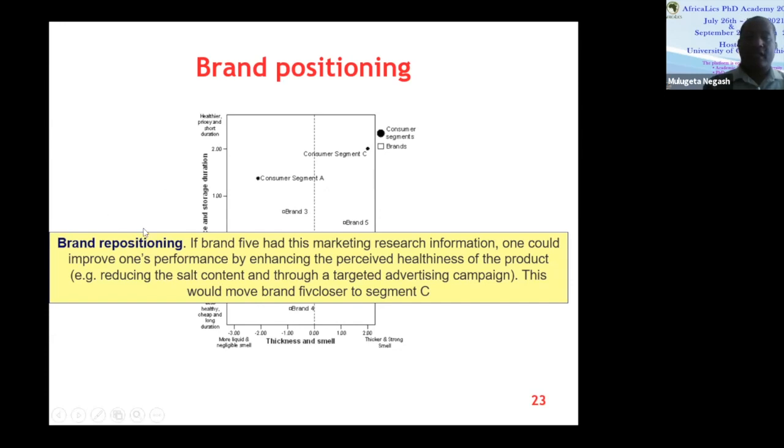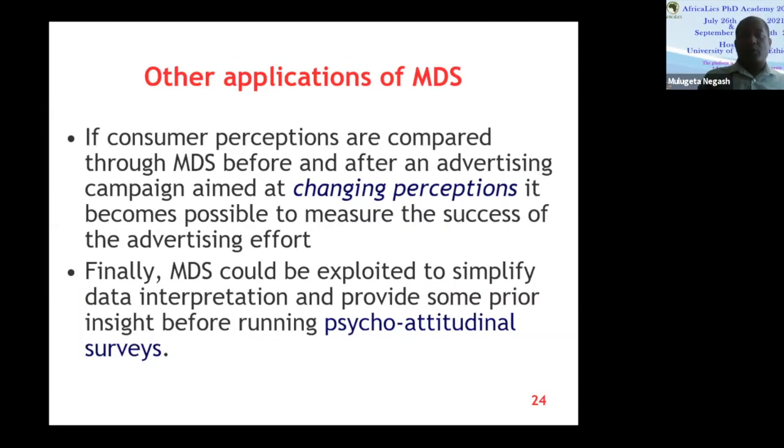So brand repositioning: when customers assume that your brand is represented wrongly, you can reposition it by adjusting the content of the product, or by making your marketing communication, you can reposition it in the minds of the customers. And we do have other applications of multi-dimensional scaling. If consumer perceptions are compared through multi-dimensional scaling before and after an advertising campaign aimed at changing perception, it becomes possible to measure the success of the advertising effort.